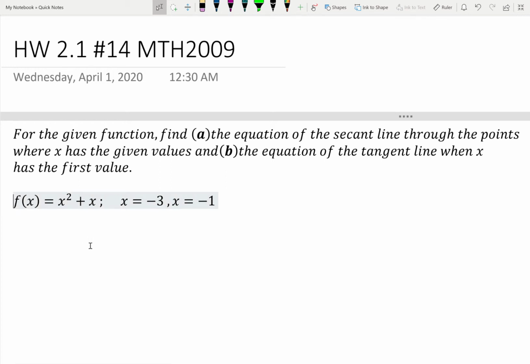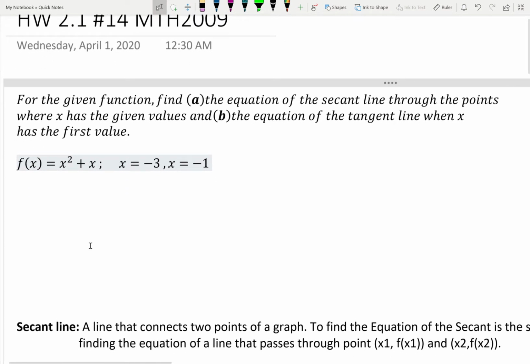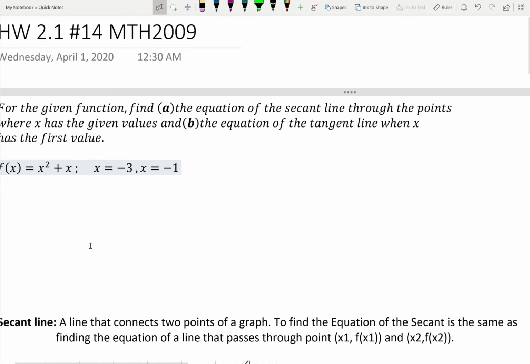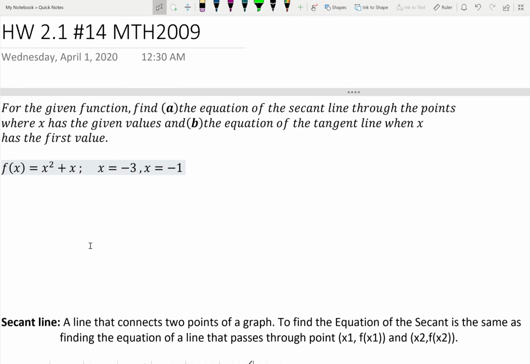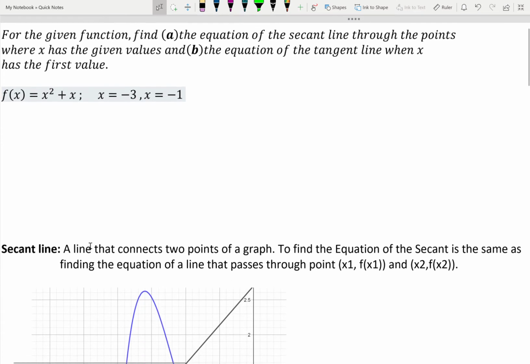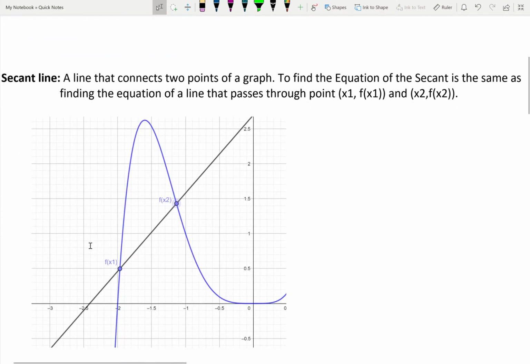Before we start doing anything, we have to define some stuff. The first definition: what is a secant line? A secant line is a line that connects 2 points of a graph. You pick any 2 points on a curve and you connect them, and you have a secant line. For instance, here's a picture. This blue thing is a curve, and I've created 2 points on it, and I've drawn a line through those 2 points. That is a secant line.